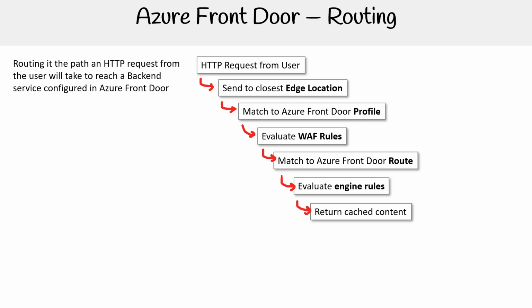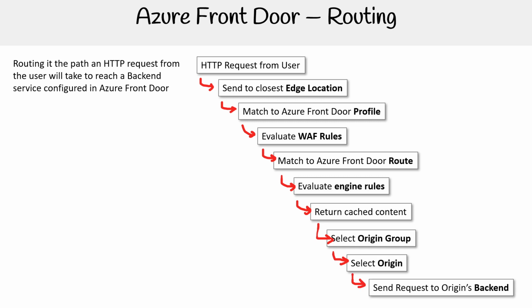But if there's not, it will just proceed to the next step, which is to send you to an origin group. An origin group is just a grouping of origins. And an origin is how you send a request to a backend. So, hopefully we'll see these components over and over again, so it's very clear how they work together.